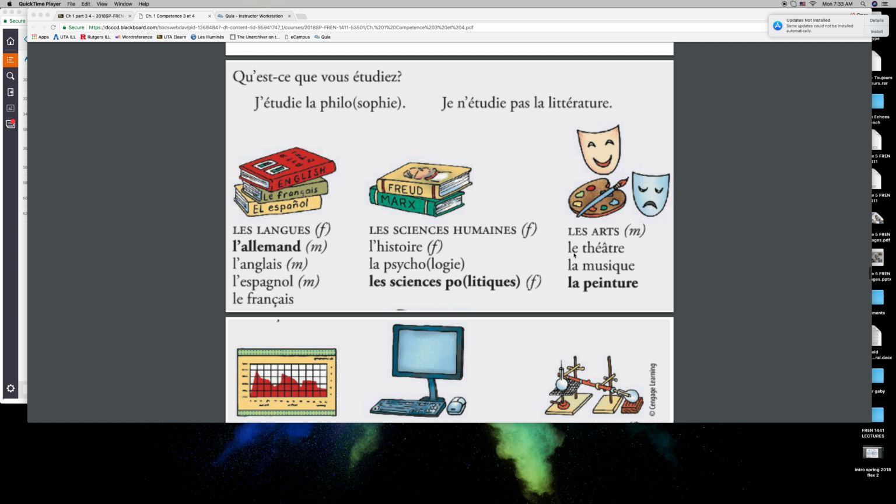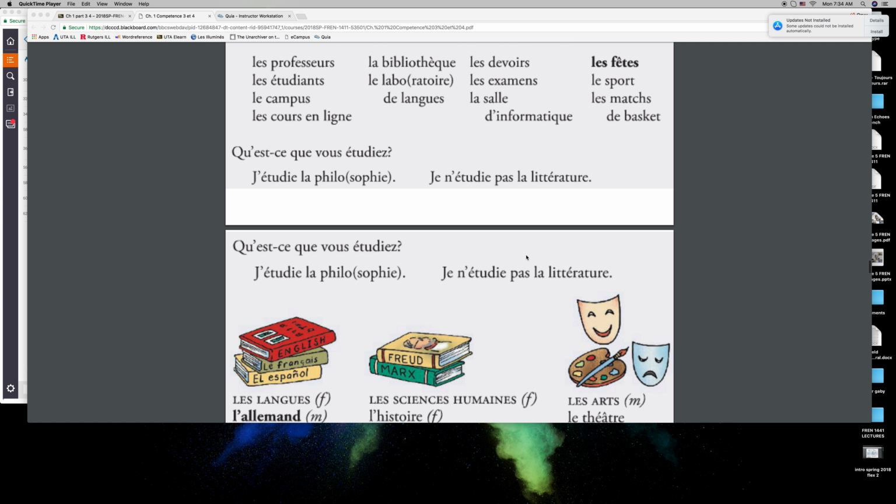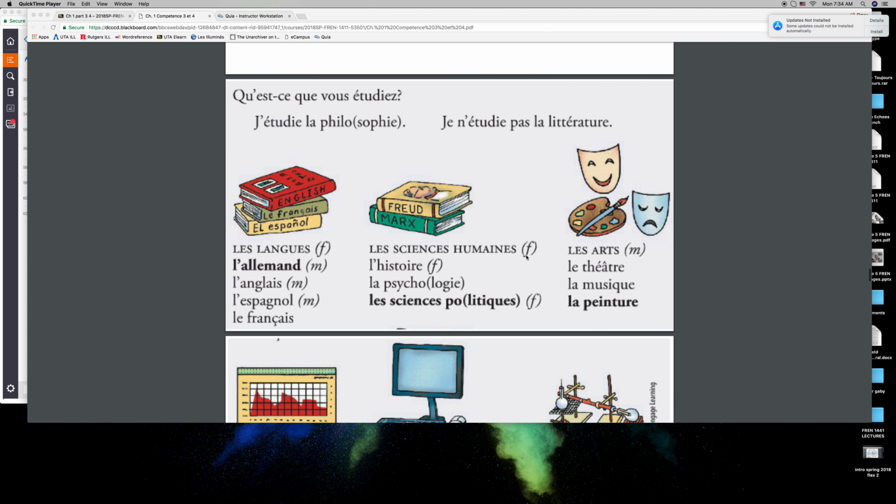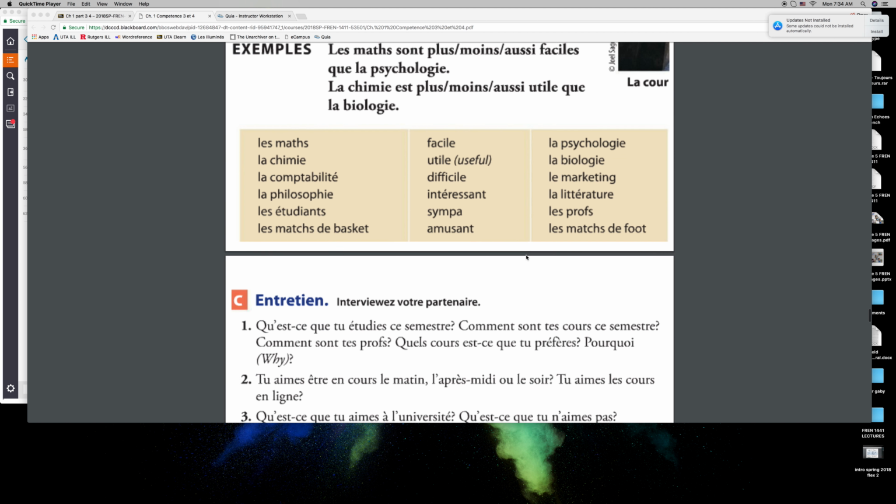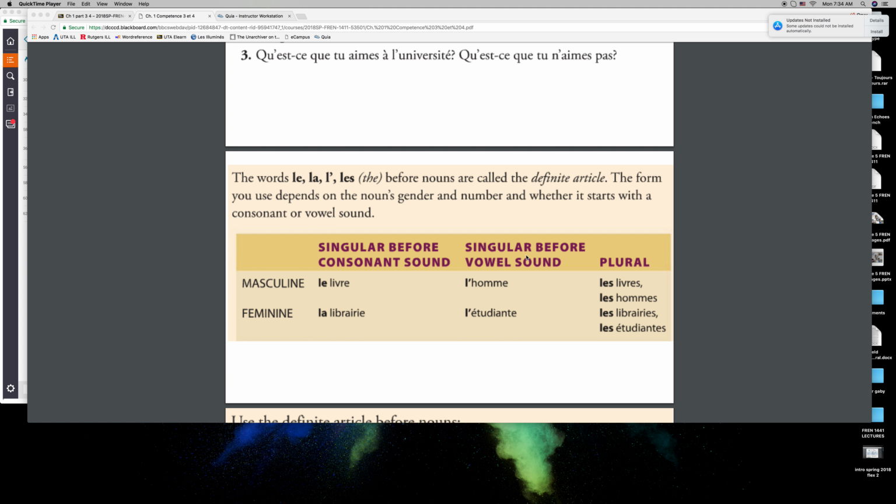And here are all of the subjects, right? And all of them have le, la, les, the, because they are specific, they are unique. Here we're using the definite article. I study not history, the history. In French, the definite article the is required. And there are three versions: le masculine, la feminine, and les plural for both genders. Okay, well, I hope that helps. And this is the last video for competence for chapter 1.